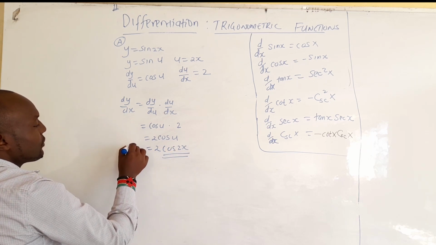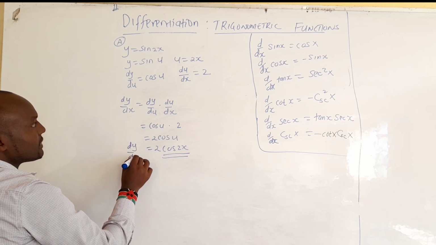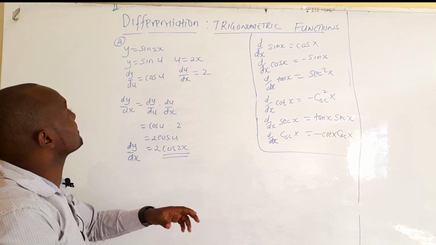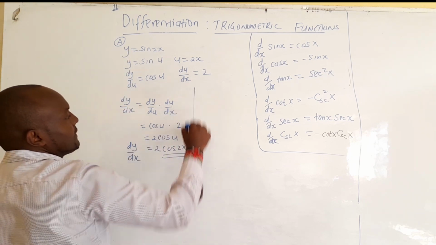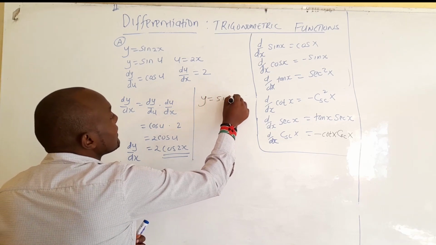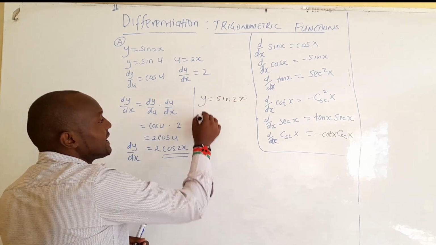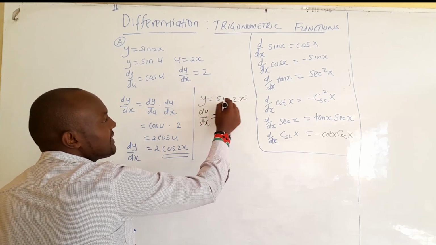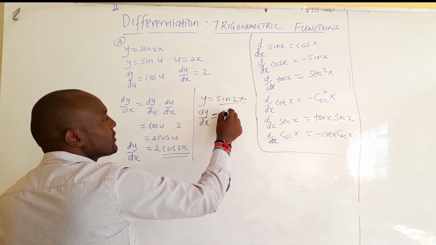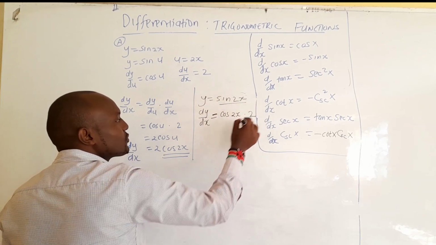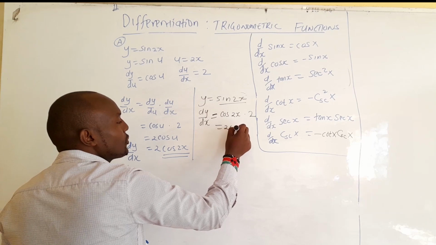So that's how we get the derivative of that one. We said if you know how to solve this one, it is very simple. If you have y is equal to sine 2x, you can solve it directly. dy over dx will be equal to, you differentiate the way it is, you get cos 2x. Then you differentiate inside, you get 2. So the answer will be 2 cos 2x.